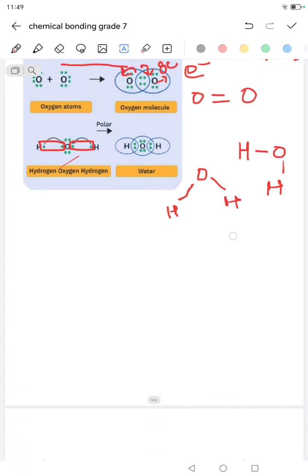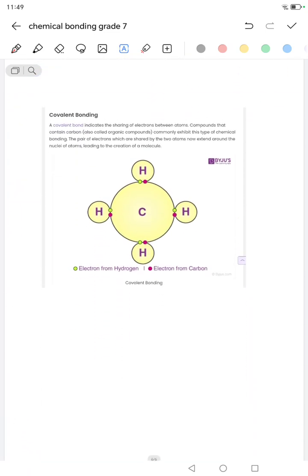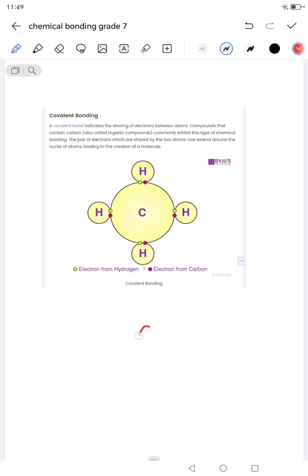So then we have another example related to CH4. Here if you see, we have the carbon belonging to group 4. So it has 4 electrons in its outer shell, and each hydrogen is sharing its 1 electron with the carbon atom. So that's how we have 4 hydrogens. 4 hydrogens have combined with a single carbon, and the 8 outer electronic configuration of carbon is now complete, as well as the 2 outer electronic configuration of hydrogen is complete.